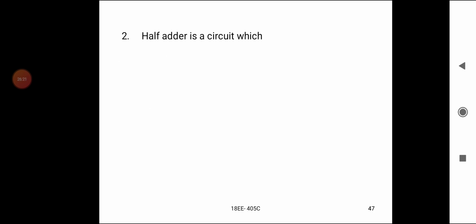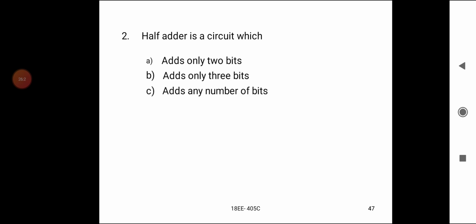Half adder is a circuit which adds: A, only 2 bits; B, only 3 bits; C, any number of bits; D, none of the above. The answer is addition of only 2 bits.